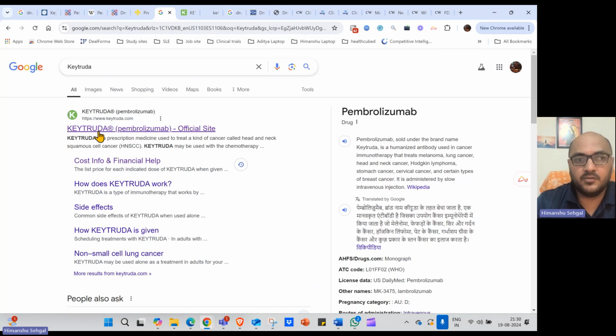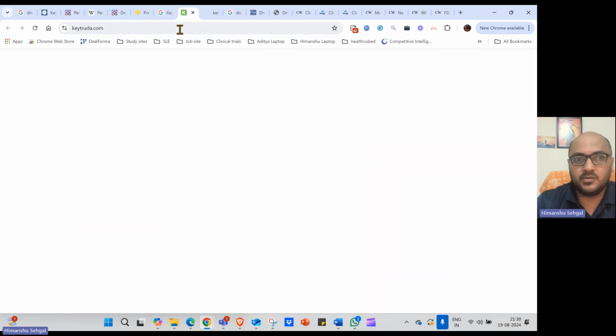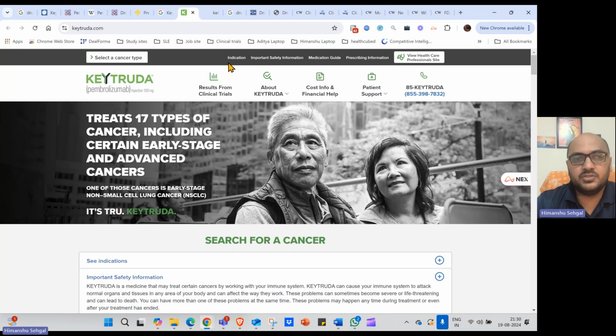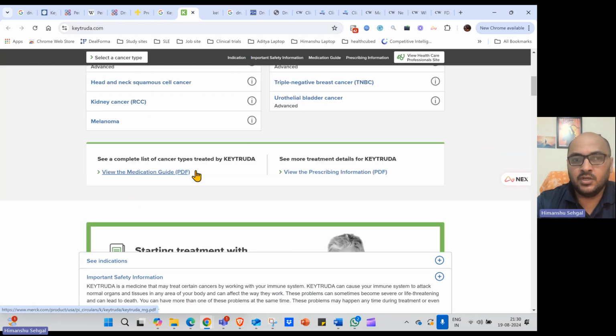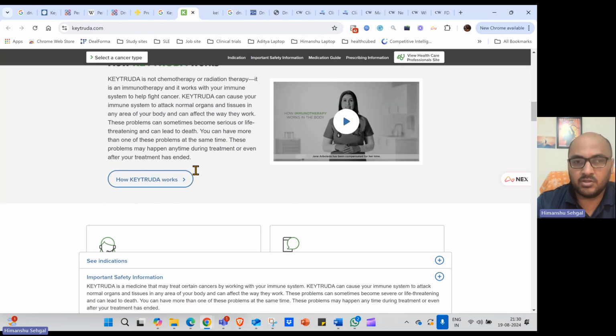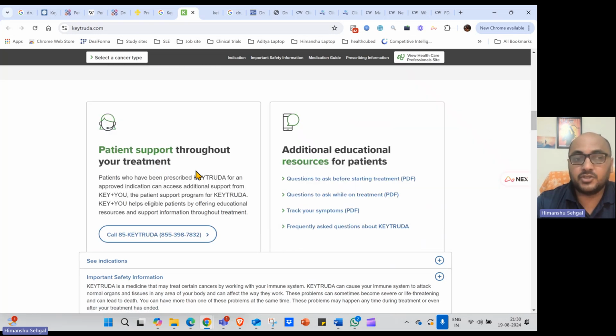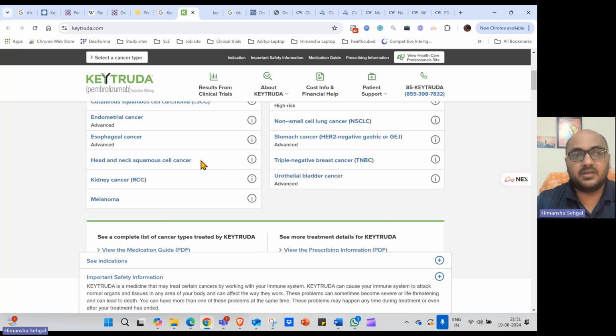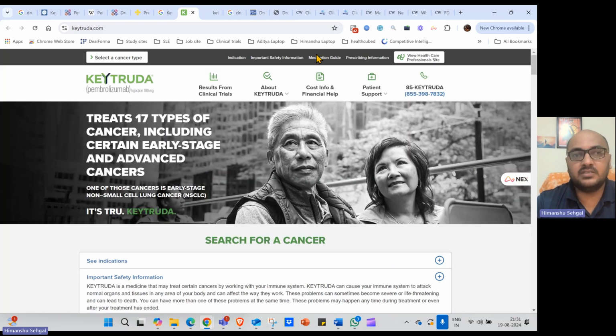I typed in Keytruda. The first website it showed me is the Keytruda website. I click on the Keytruda website. It will open here. Once it opens, again, this website itself has a plethora of information. You can read about this. A lot of information is available on this website. Patient support programs, co-pay programs, education resources, and so on and so forth. But today we are not discussing that. Let's go to the prescribing information.